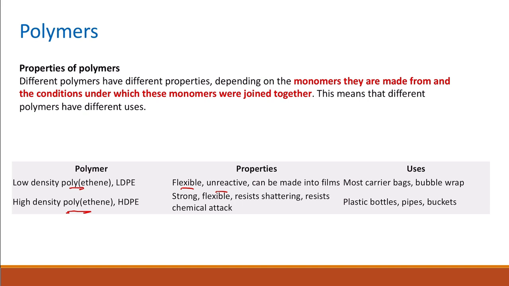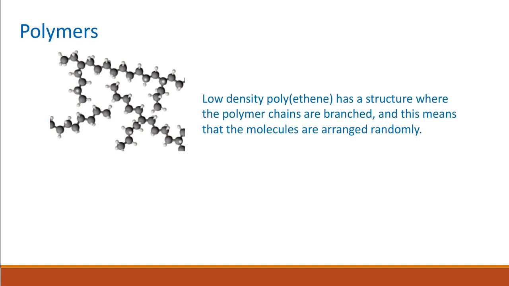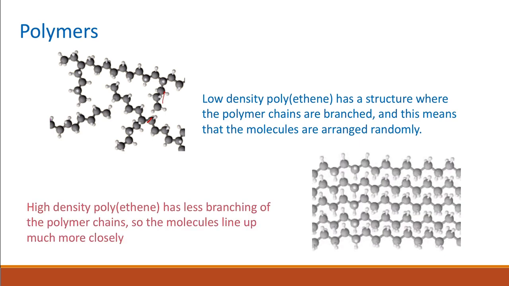And the high density polyethylene polymers are strong, flexible, and resistant to shattering, and they are resistant to chemical attacks. So we use them for plastic bottles, pipes, and buckets. So why do they have different properties? If we look at the shape of low density polyethylene, for example, they have a structure where the polymer chains are branched. Because they are branched, the molecules are arranged randomly. So this is why they have different properties.